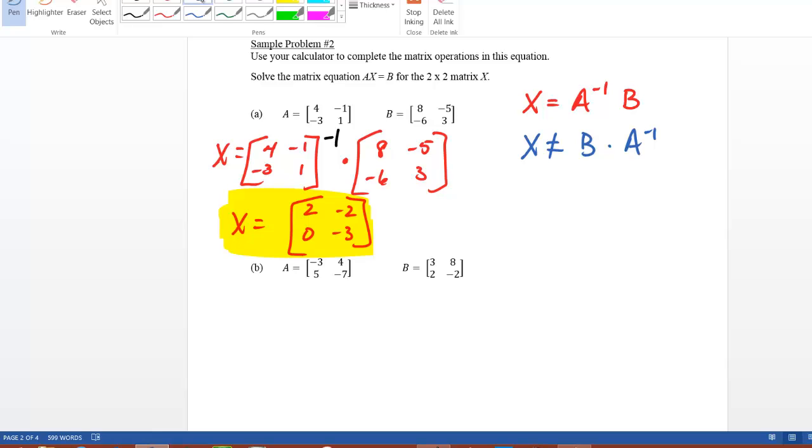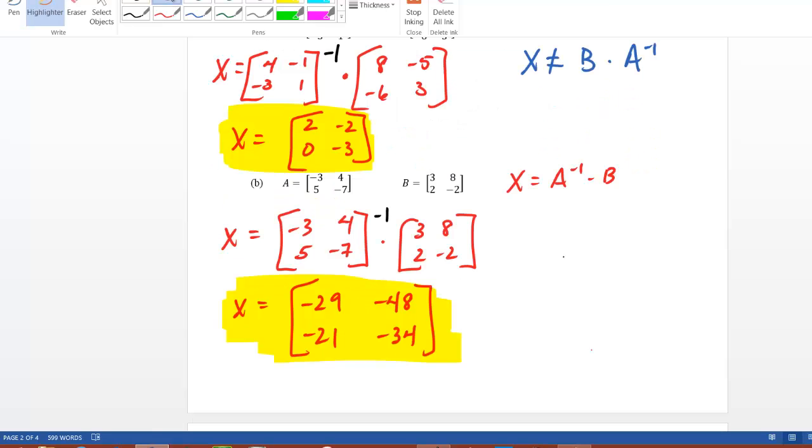So go ahead and take a minute and do part B for sample problem 2, and then come back and check your answer. Okay, so matrix X is -29, -48, -21, and -34. So hopefully you didn't have any problems with that. So in the next couple of videos, in the later part of the notes, we're going to use our understanding of matrix equations and how to solve them.